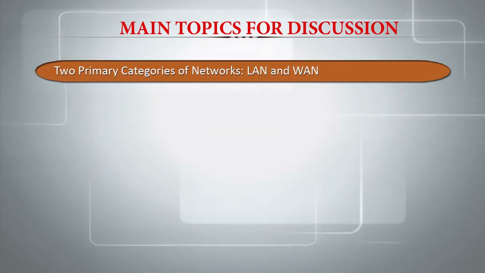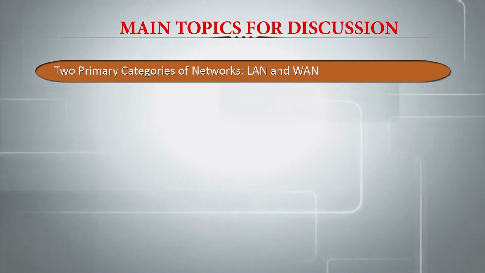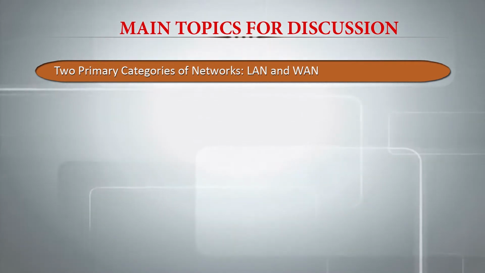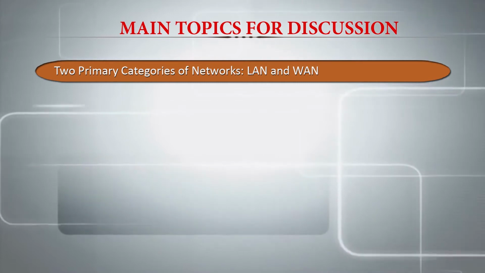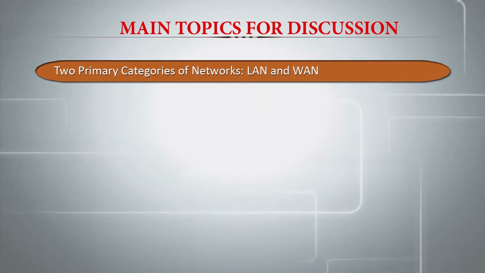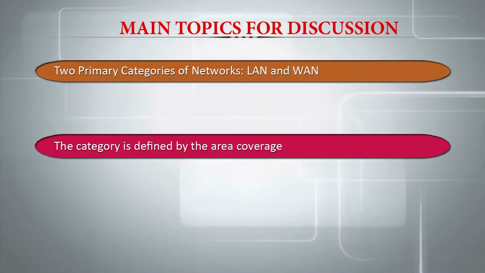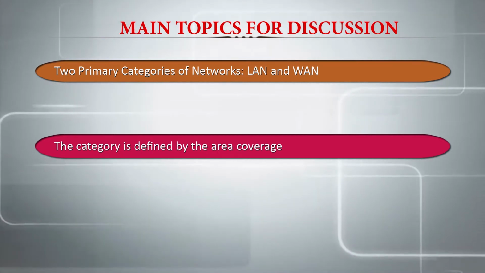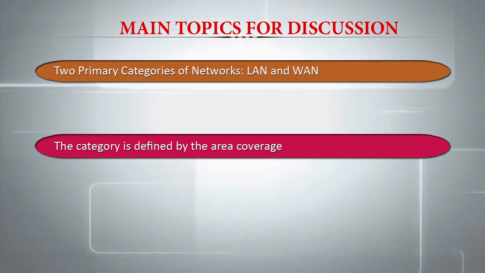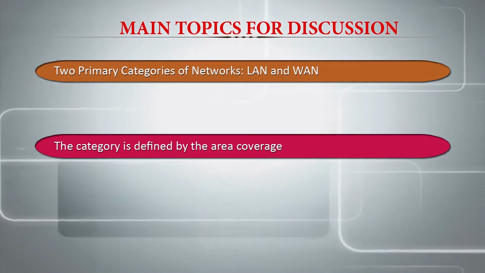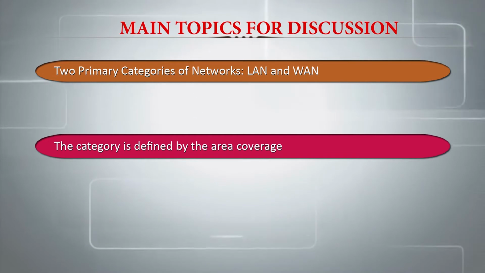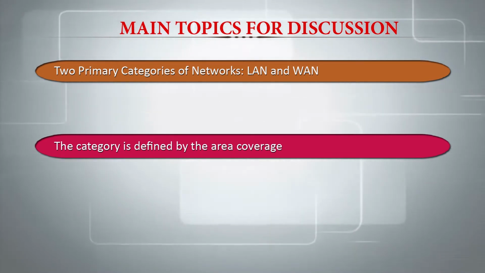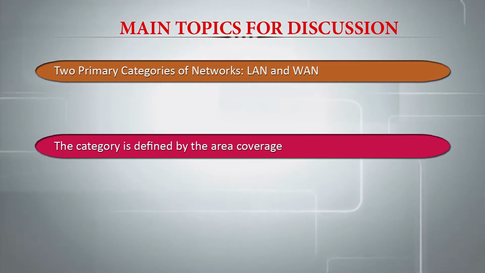But two primary categories of networks are the local area network and the wide area network. These are the primary categories. And how do we define a particular category? That category is defined by the area coverage. How much area do you cover? A smaller area, then one kind of network. A mid-sized area, then another kind of network comes into it. A very wide area, then a different kind of classification fits into it. This is one major parameter to differentiate between different kinds of networks.